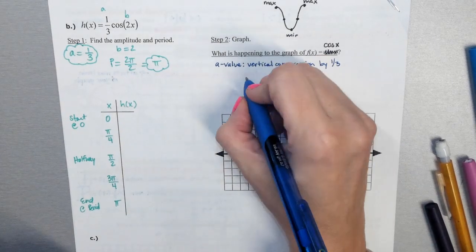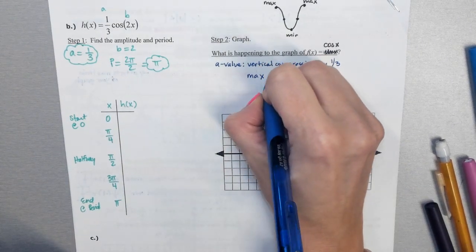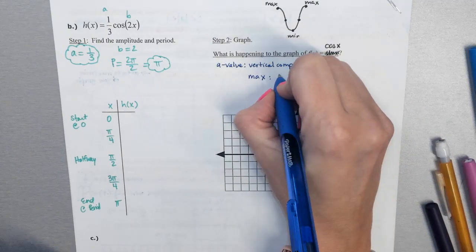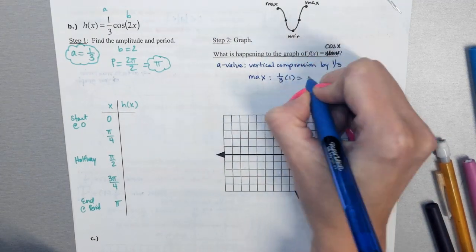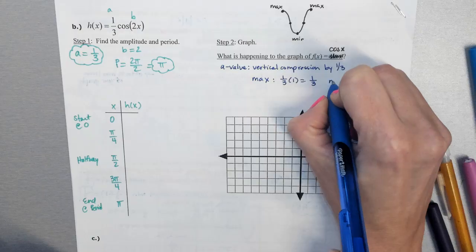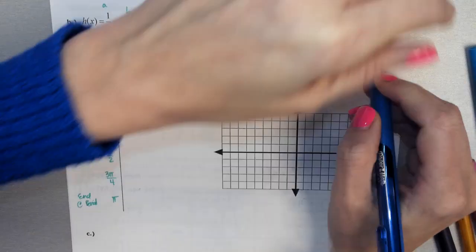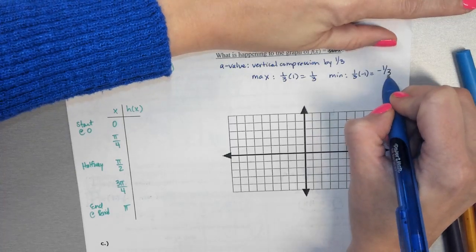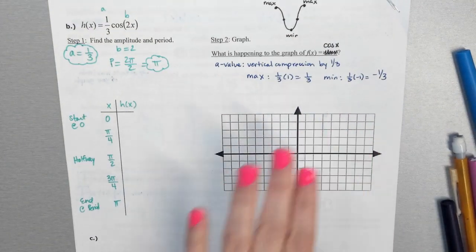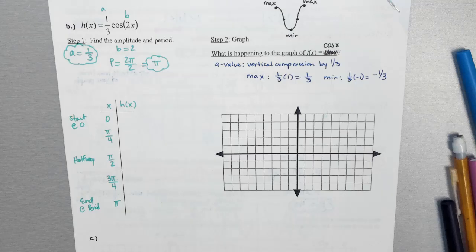Okay, and then that affects the maximum by multiplying 1/3 times 1. So we have 1/3, and then your minimum is 1/3 times -1. So that is going to be -1/3. Okay, can you guys put those values on your chart? Where on the cosine does it reach the max values? Where does it reach the min?